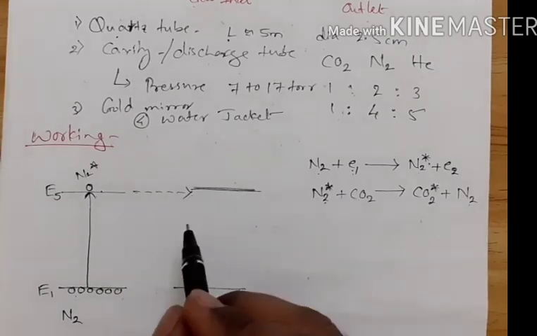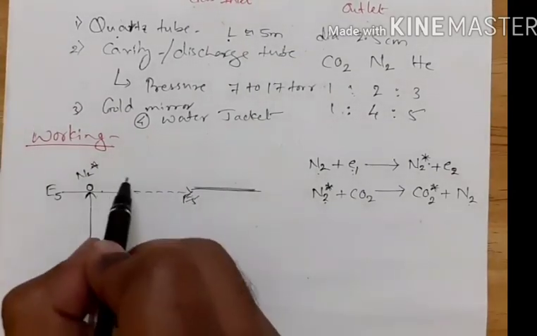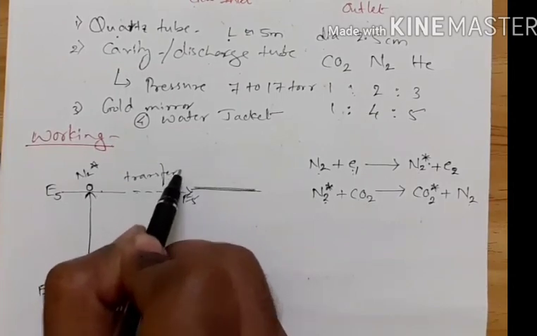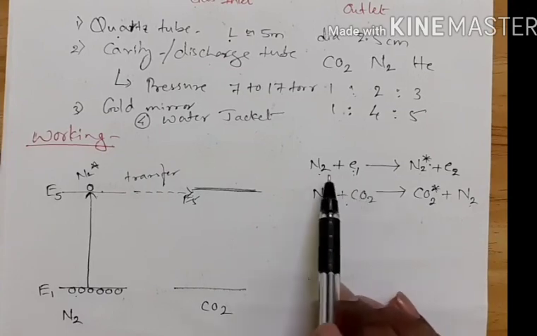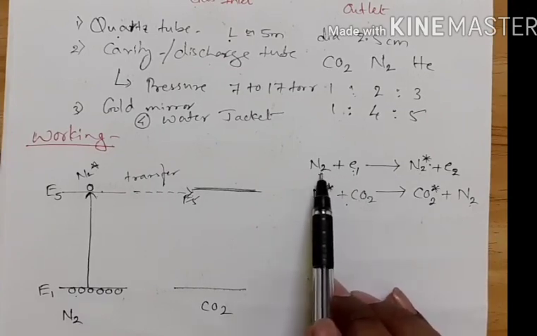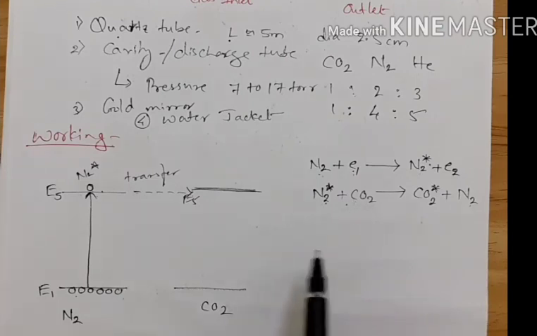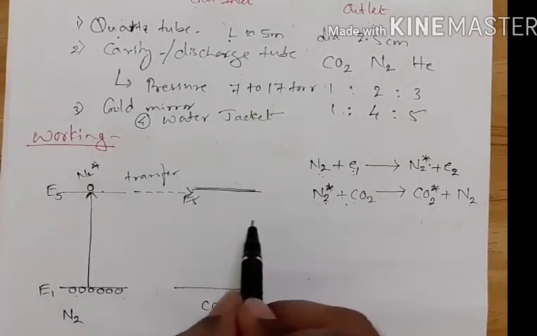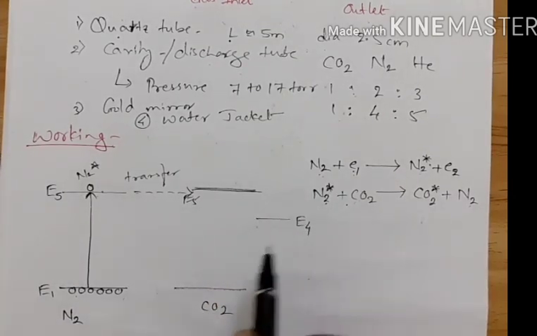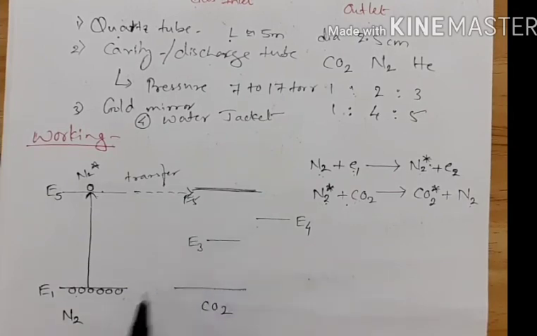Now this is the E5 state, because it is the same state. Energy will transfer by the second kind of collision. The first kind is where electrons and molecules collide. Here, molecule and molecule collision is called the second kind of collision. Now this will transfer the energy. So this is the E5 state, we have the E4 state, and we have the E3 state.